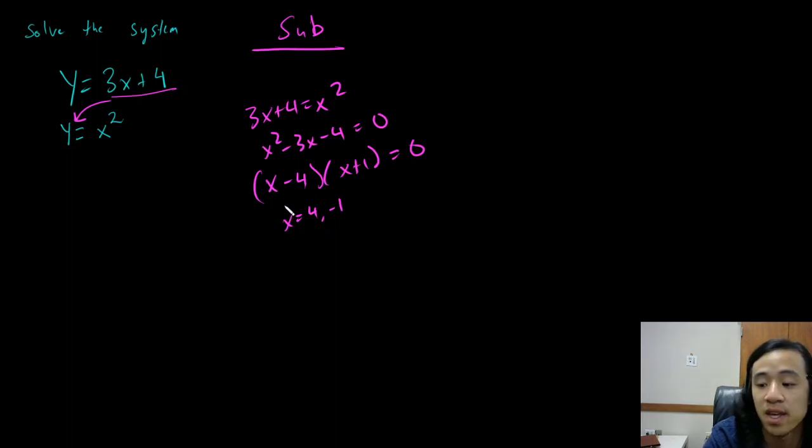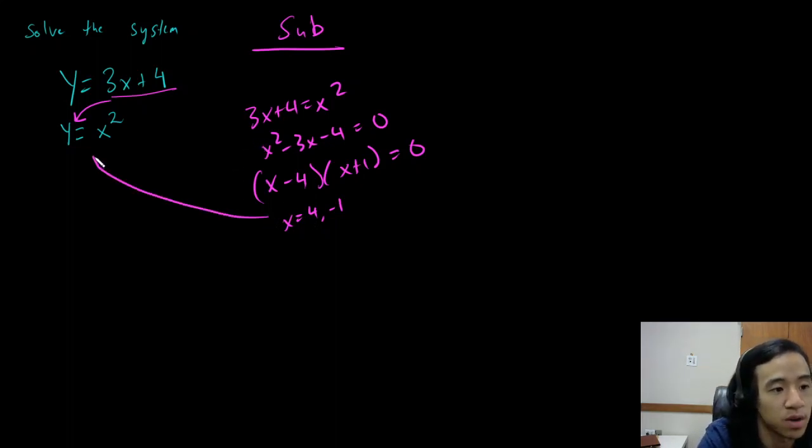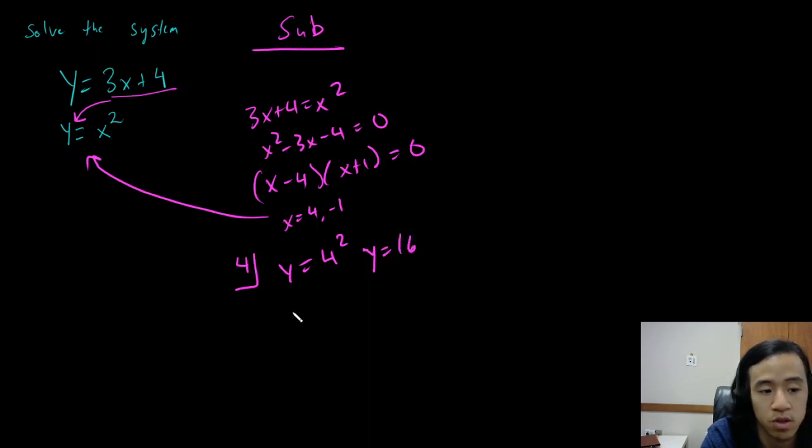Now I have to plug each one of these solutions back into one of the functions. So I'm going to plug it into the second one. So let's see, for 4, we have y is equal to 4 squared. So that is y is equal to 16. So one of the solutions is 4, 16.